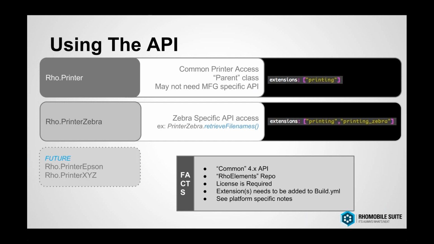So in the case of Rho printer, you would include the printing extension in your build.yaml. And then in the case of printer Zebra, you would include both printing and printing Zebra. So you need to make sure that both extensions are listed there in the build.yaml. They are included as part of the RhoElements repository, which is the licensed version of our RhoMobile Suite. So a license is required, although you can use the API.